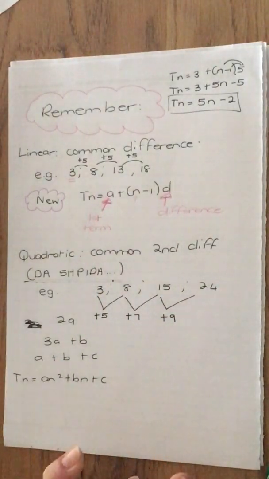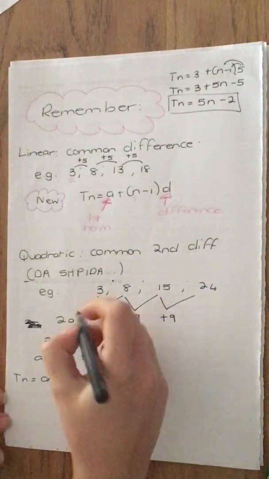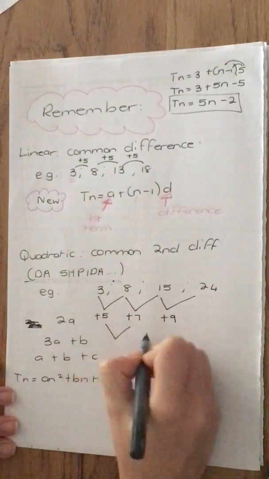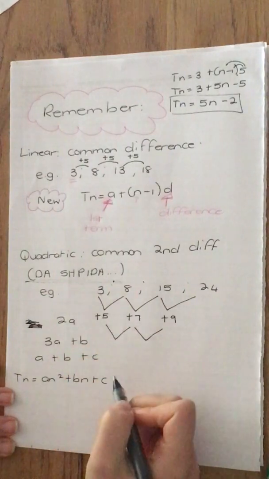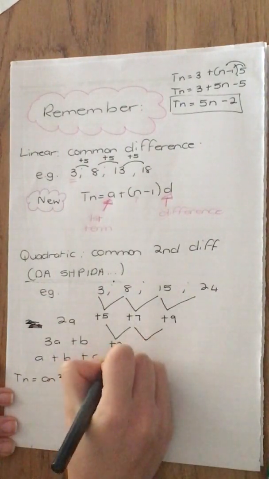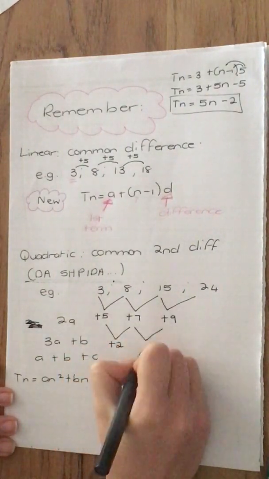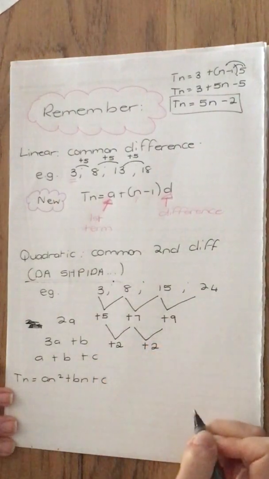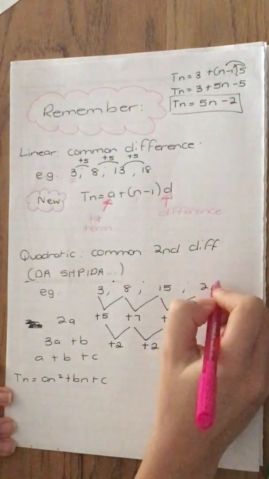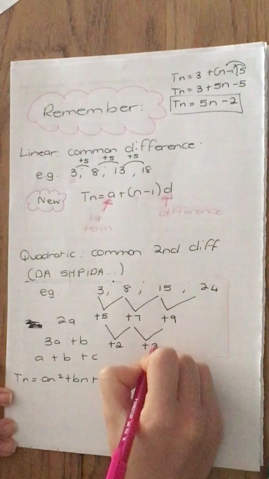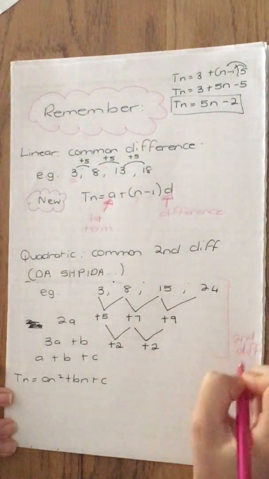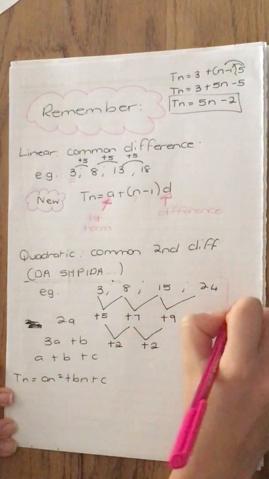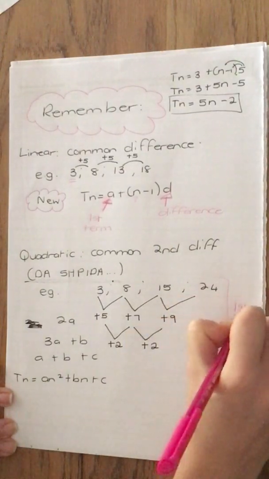And remember, the spider means we still need to have another little part of our web. So there comes the second part of your web. What do I do to 5 to get to 7? Plus 2. 7 to 9, plus 2. Okay, so remember, this is your web now. This is your second difference, and this row is your first difference.